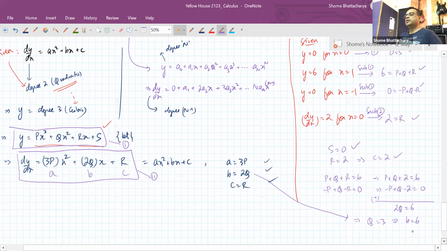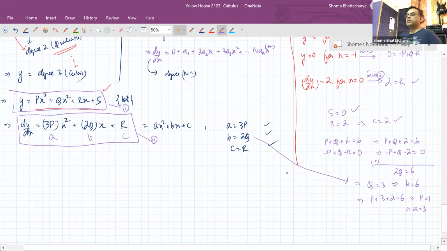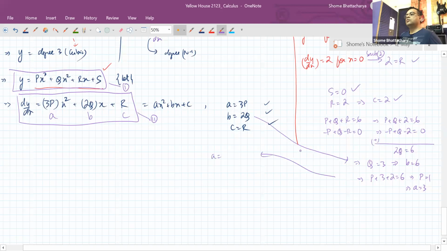And it also means that p plus q plus r is equal to 6. So that means p is equal to 1, which also means that a is equal to 3. So we got all the values we require now from this. We have got a is equal to 3, b is equal to 6, c is equal to 2. Okay, and we've got the function y is equal to x cube plus 3x square plus 2x. So all this information we have.